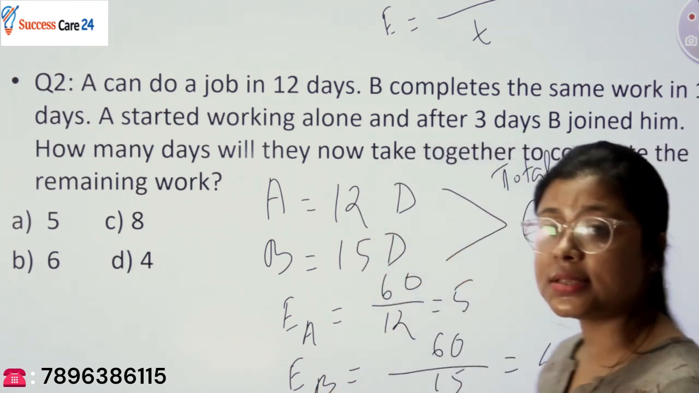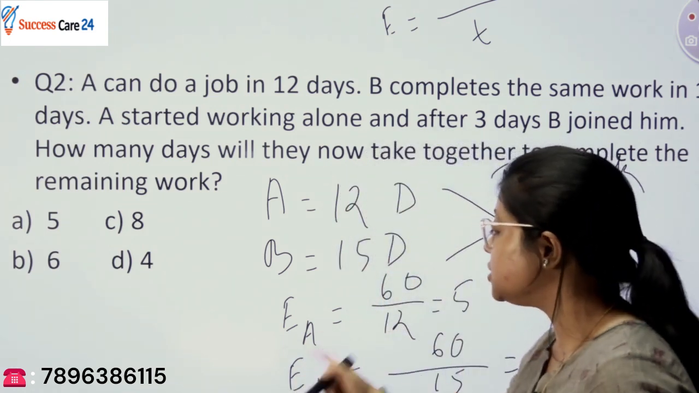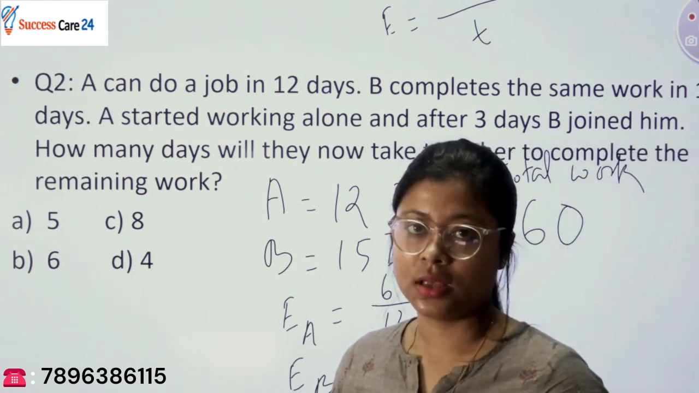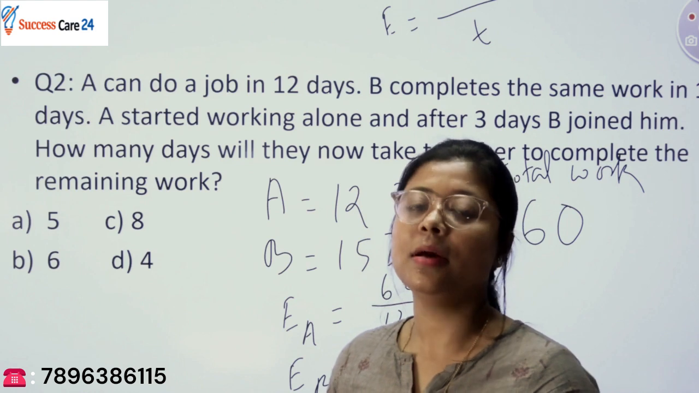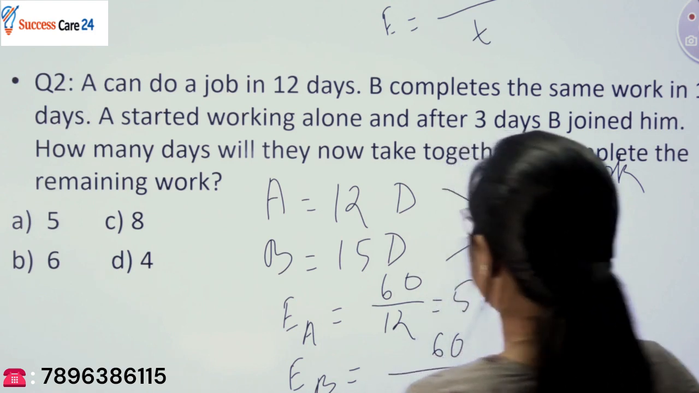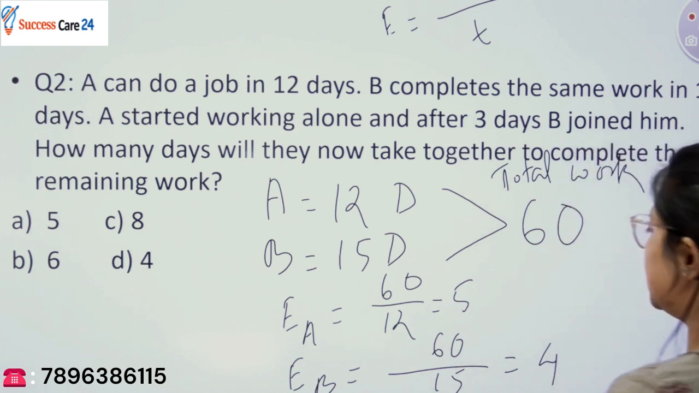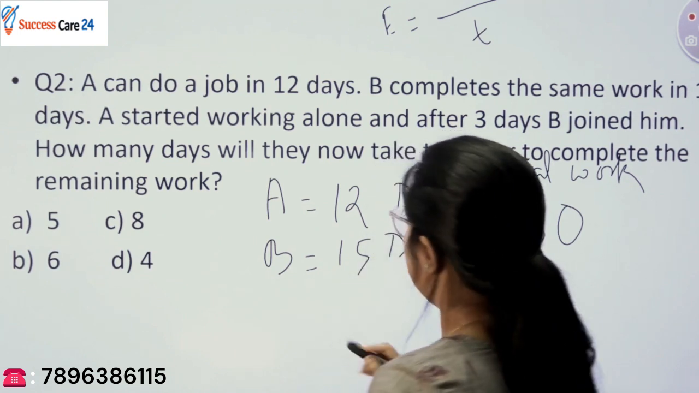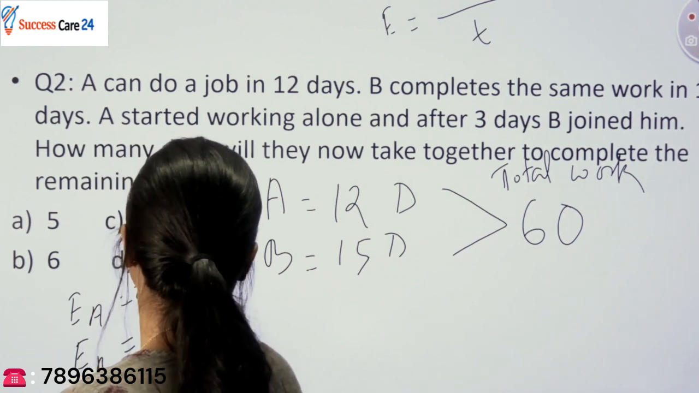So I know efficiency is nothing but the rate of doing work, or 1 day's work. So if the efficiency of A is 5, that means A does 5 units per day, isn't it? That means A does 5 units of work per day. That is the meaning of efficiency. So from here, what can we say? If 1 day's work is 5, then 3 days' work would be how much? I have already found the efficiencies of A and B: the efficiency of A is 5 and the efficiency of B is 4.